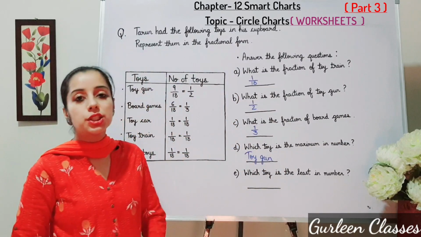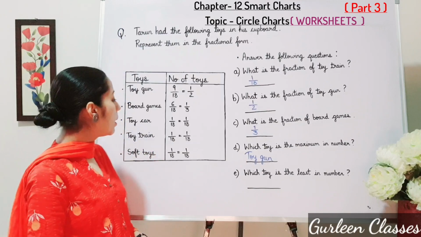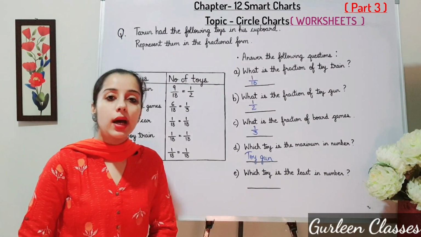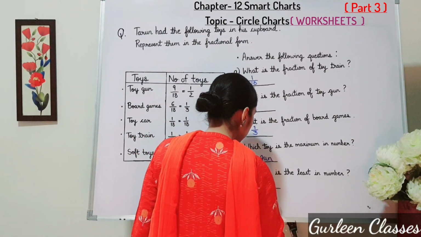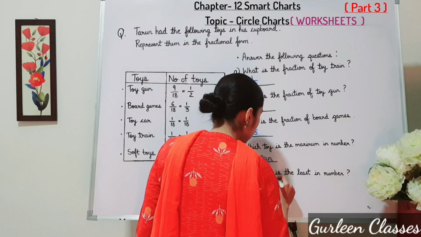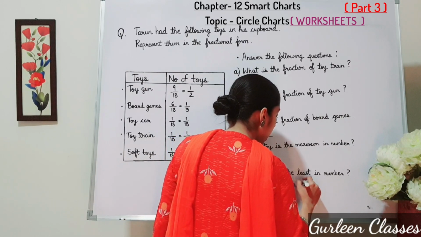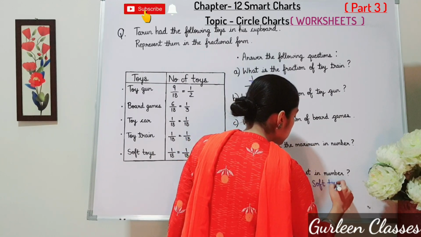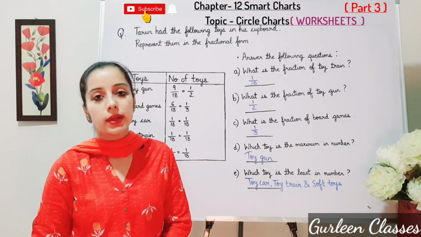Now E part, which toy is least in number? Least means सबसे कम. Least in numbers are toy car, toy train, soft toys. That is 1 upon 18. Right here, toy car, comma, toy train, and soft toys. So how much they are in fraction? 1 upon 18, and that is least in number.